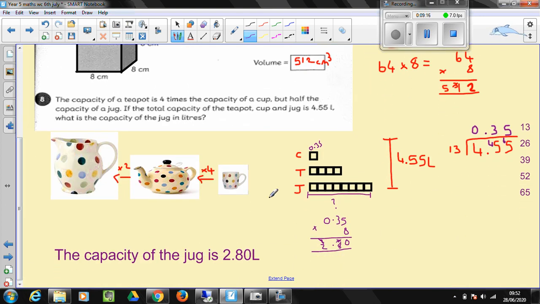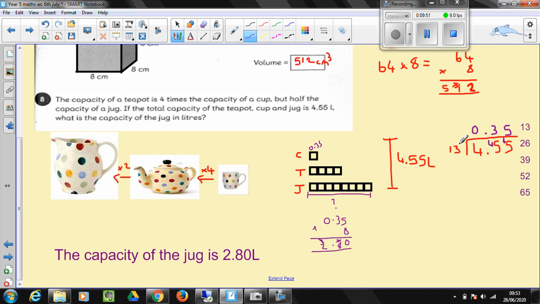First of all, I drew a picture to help me out. I knew that the teapot was 4 times the cup, so for every 1 cup I'd have 4 lots in the teapot. And then I knew that the teapot was half the jug, so the jug must be twice the teapot. I decided to use bar modelling to help me out. For every 1 amount in the cup, there'd be 4 amounts in the teapot, and there'd be twice as many, 8, in the jug. I knew the total was 4.55 litres, so I needed to split that between all of the blocks I had here.